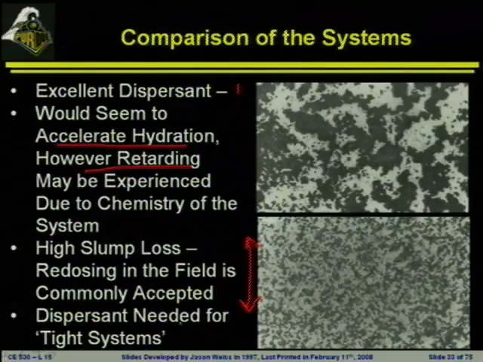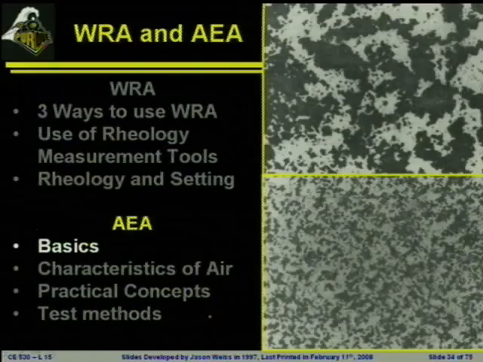Typically, you are going to need a dispersant for really tight systems. If you're using something like silica fume, you're trying to get a high-performance concrete, you need to have a dispersing agent in the system. Water reducer almost becomes essential.